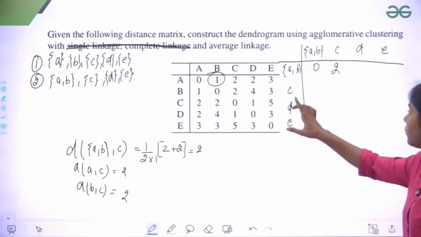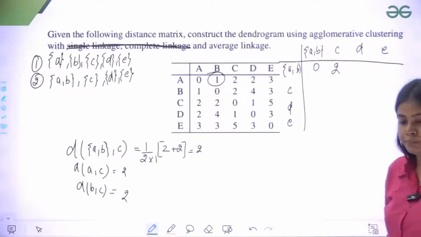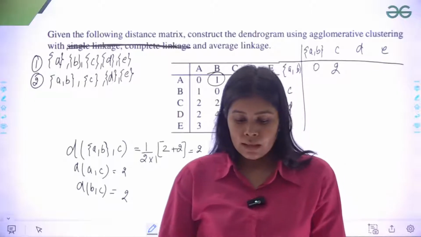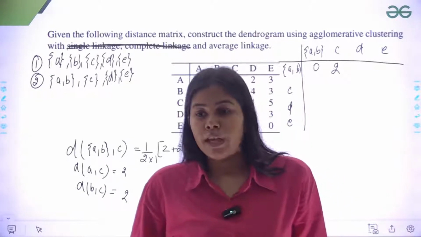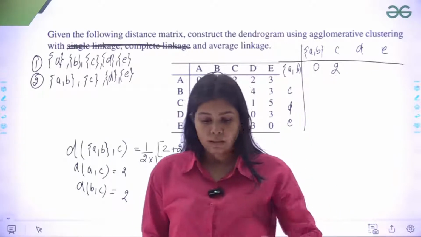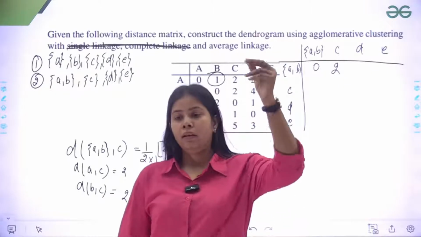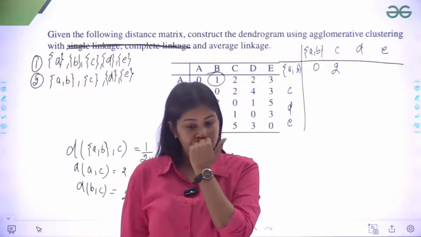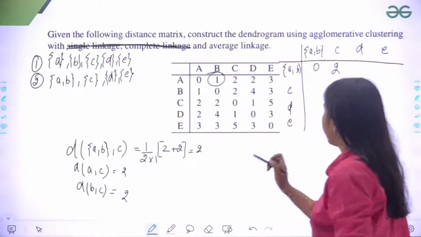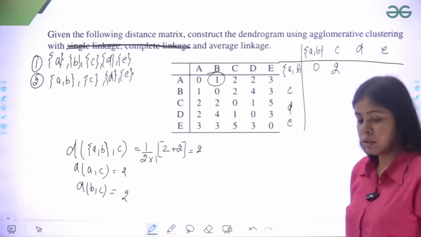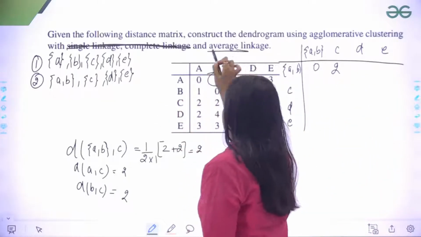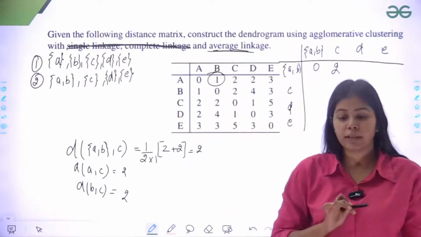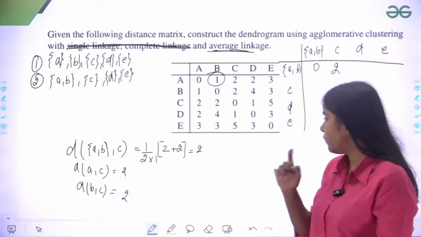Now you guys tell me, what is the distance of AB with D? Tell me, guys, what is the distance of AB with D? Just tell me, Vara Prasad. Do you get it? Okay, you get it. Got your comment. Now, next thing is, you have to find out distance of AB with D using average linkage. So find out that distance of AB with D.